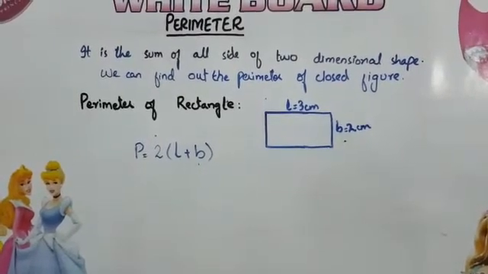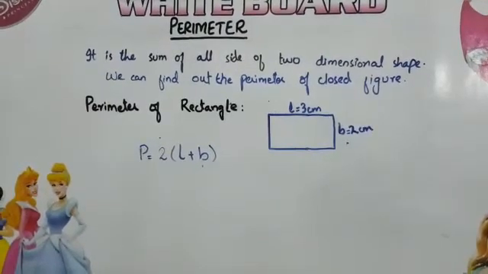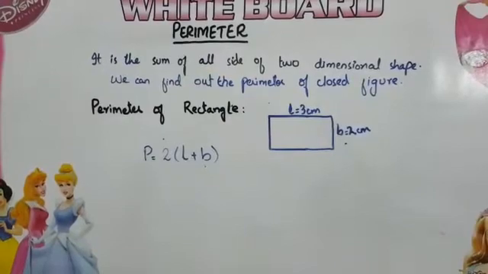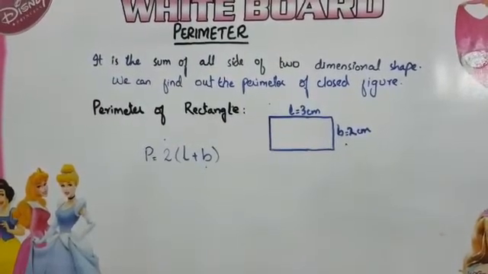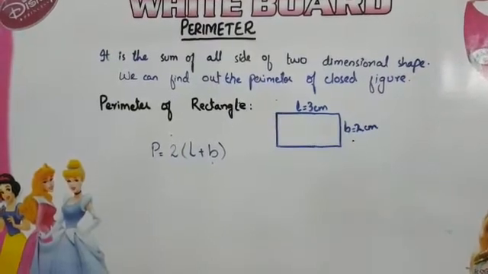It's your math lecture for class 5. Today we are going to revise our topic perimeter. The question is, what is perimeter? It is the sum of all sides of a two-dimensional shape. We can find out the perimeter of a closed figure.